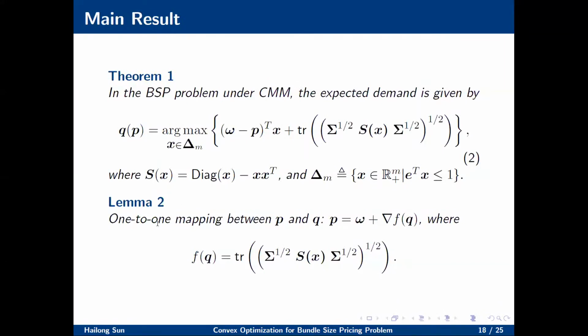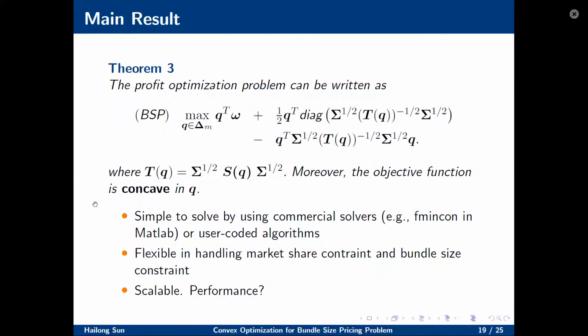With this result, we can further show that there exists a one-to-one mapping between the price vector and the choice probability vector. With this one-to-one correspondence, next, we are able to show that the profit maximization problem can actually be written in this form, with the choice probability as a decision variable. And then we can show that the profit optimization problem with choice probability as decision variable is actually concave, which is very helpful in solving the BSP problem, because now if the problem is concave, then we can simply solve this problem using conventional solvers.